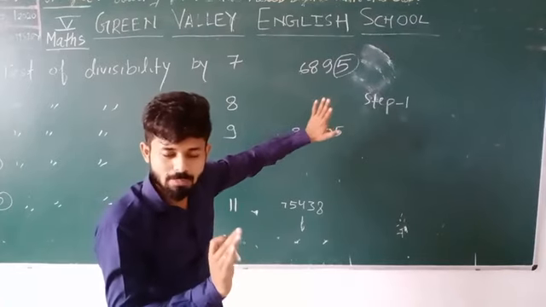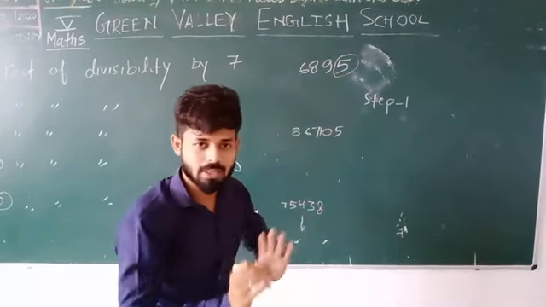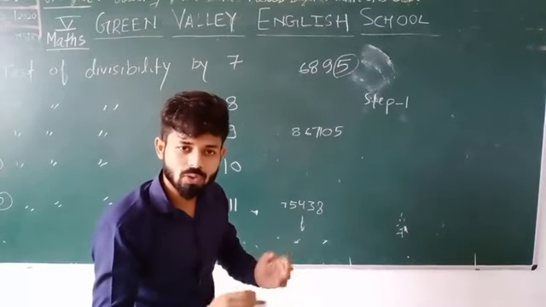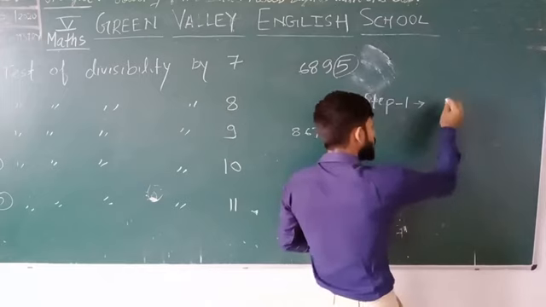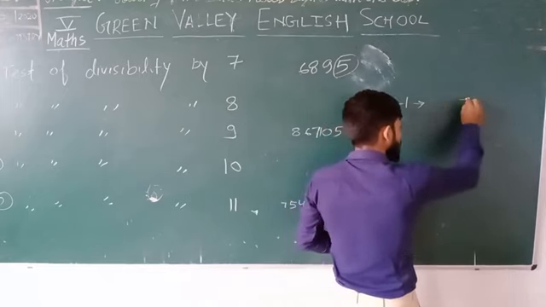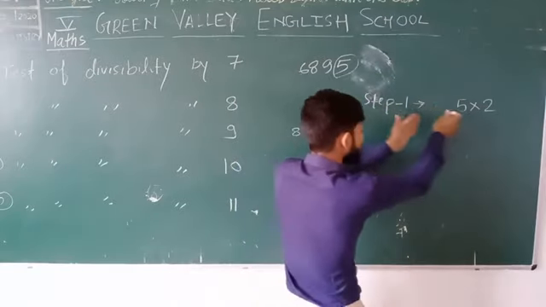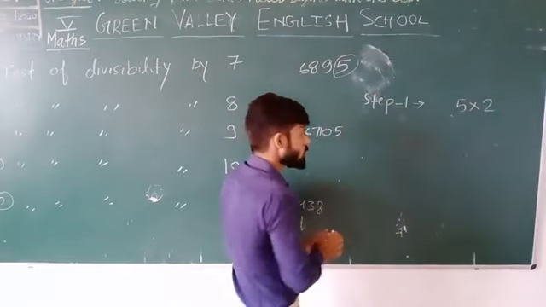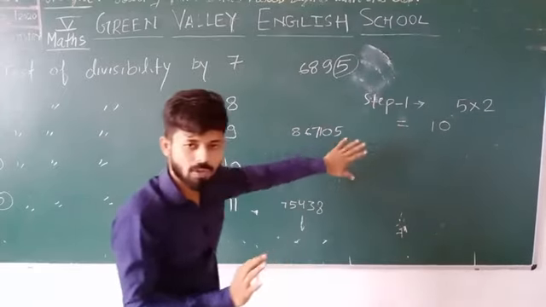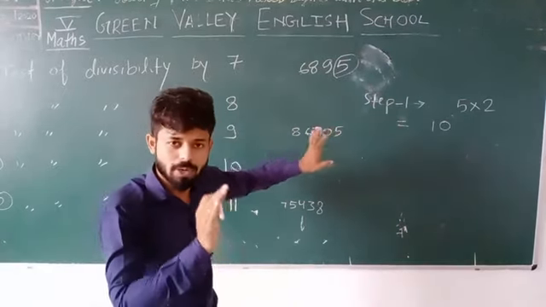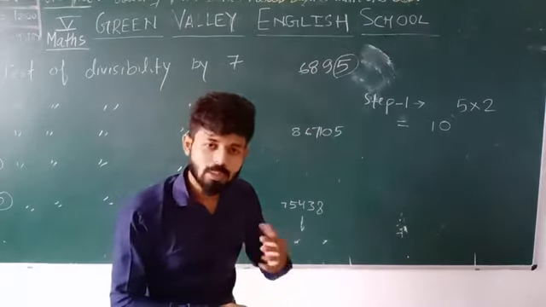So aap kya karenge? Sabse pehle first step is ki aap is 5 ko double kar denge. 5 ko double kar denge to 10 ho jayega. Theek hai? So first step is double the unit place. So 5 into 2. Humne unit place ka jo number tha usko double kar diya. So finally what you will get, that is 10. This is step number 1 ki aapko unit place pe jo number hai usko multiply kar dena hai, or you can say us number ko double kar dena.